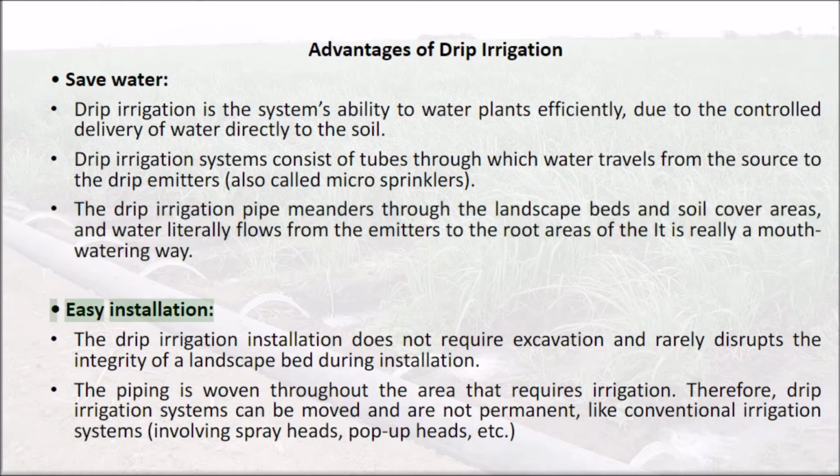Easy installation. The drip irrigation installation does not require excavation and rarely disrupts the integrity of a landscape bed during installation. The piping is woven throughout the area that requires irrigation. Therefore, drip irrigation systems can be moved and are not permanent, like conventional irrigation systems involving spray heads, pop-up heads, etc.